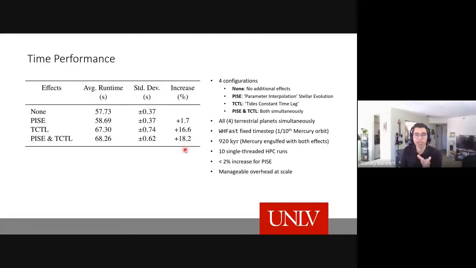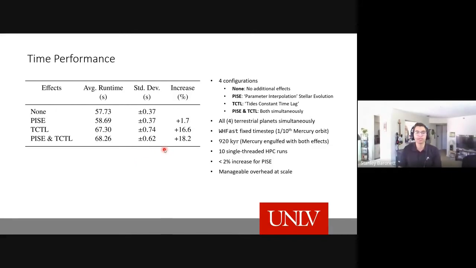We also wanted to look at the time performance with this code because we want to make sure that the code is in fact efficient and it's not going to cause any burden in introducing it if you already are using Rebound or if you want to incorporate it in future simulations.